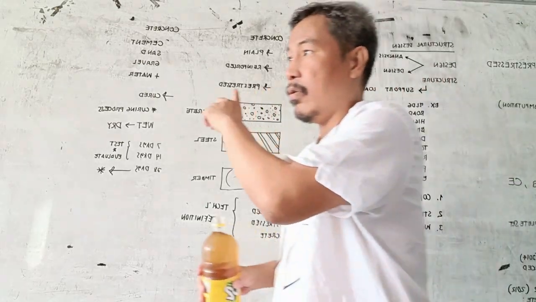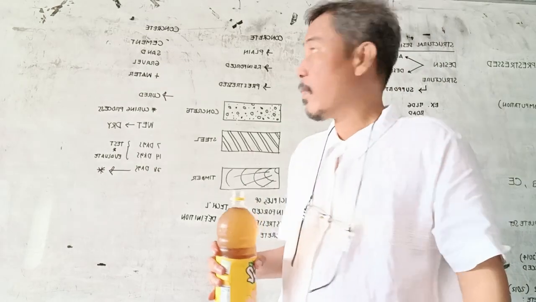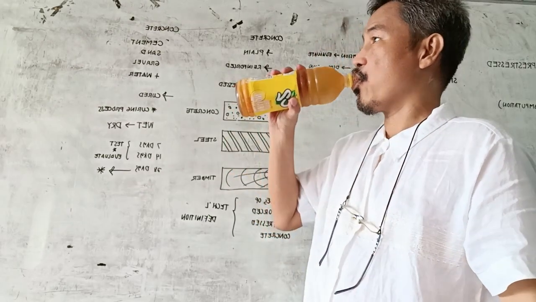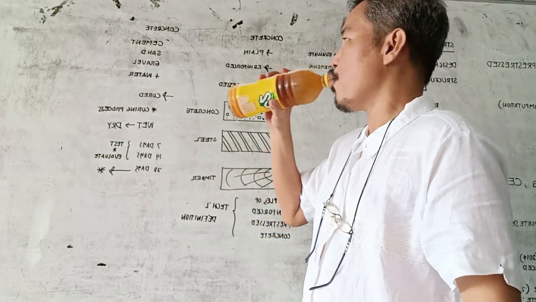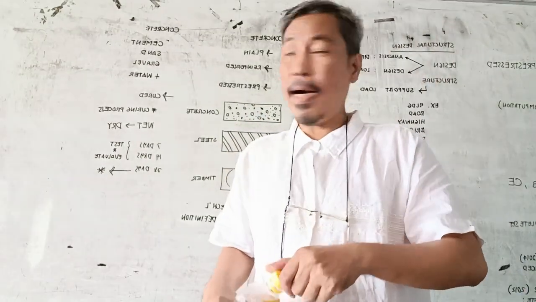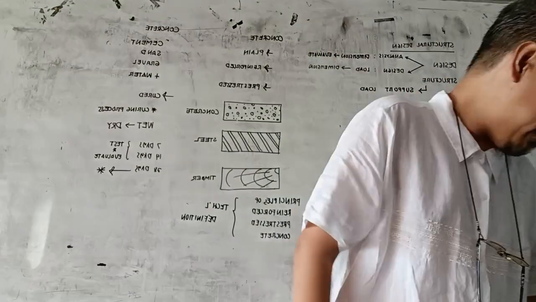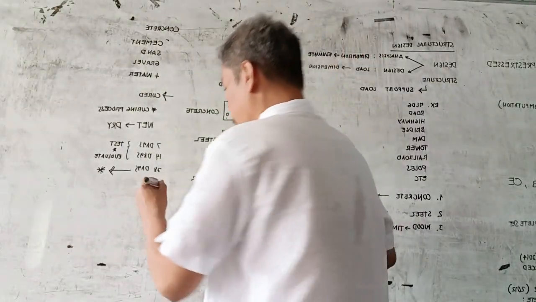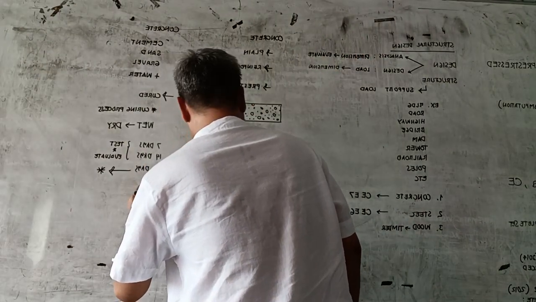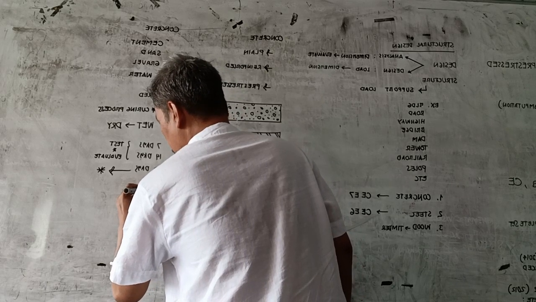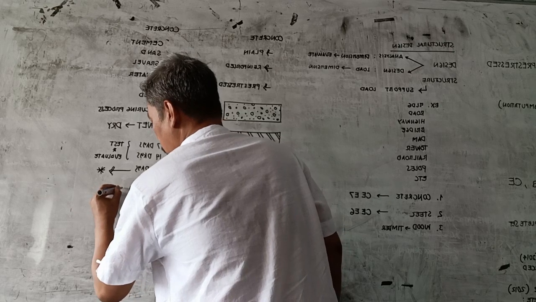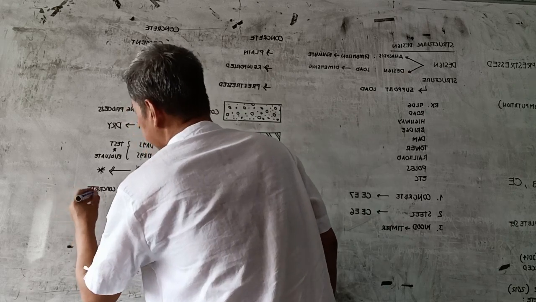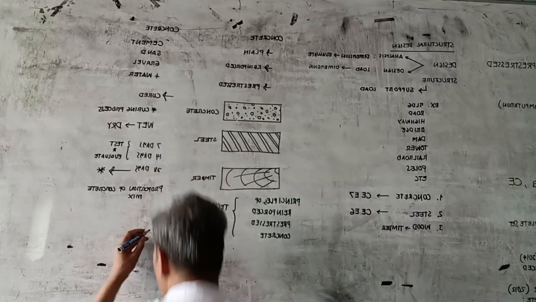So, there is a what? Several proportions of cement, gravel, and sand. For example, 1 part cement, 2 parts sand. Example. So, proportion or mix, concrete mix or proportion, proportion of concrete mix or mixture, for example.